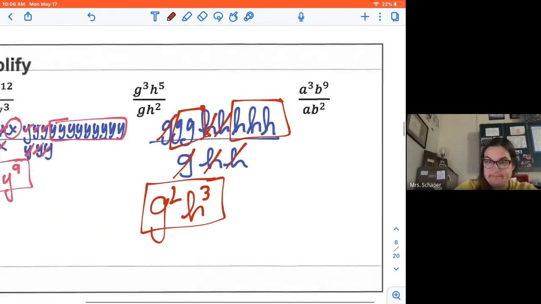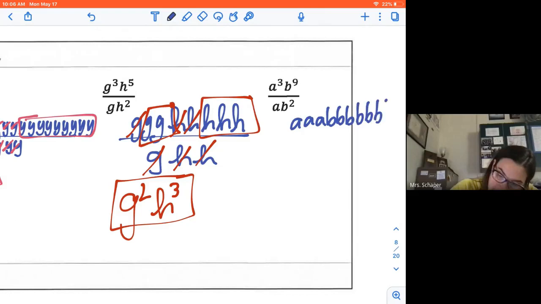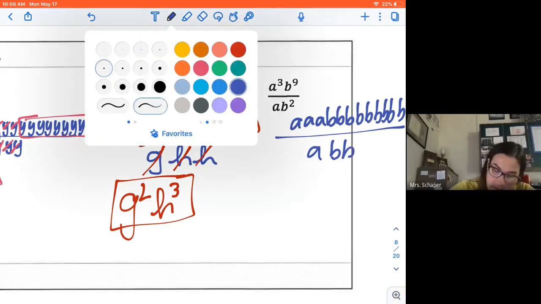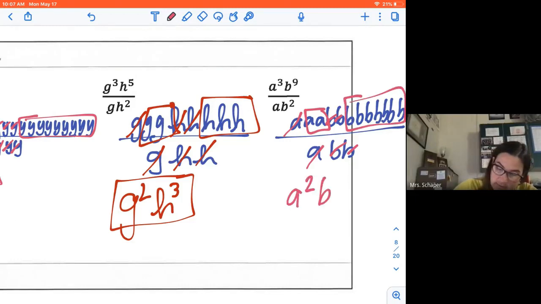Let's try another one. a to the 3rd, b to the 9th. Whoops, excuse me. Let's try that again. So a, and then 9 b's, 4, 5, 6, 7, 8, 9 over a, b, b. Let's go ahead and cancel out what we know. I'm left with 2 a's in the numerator. And I'm left with 7 b's in the numerator. So a squared, b to the 7th.